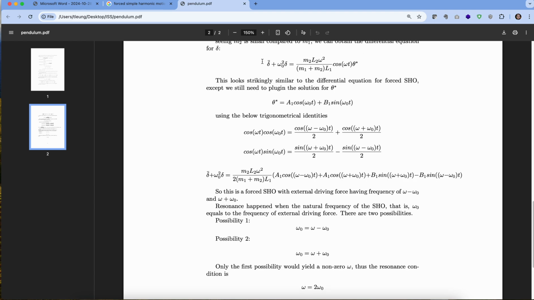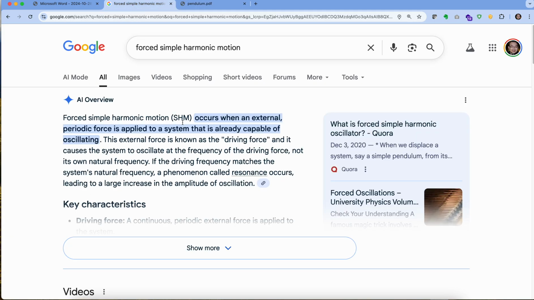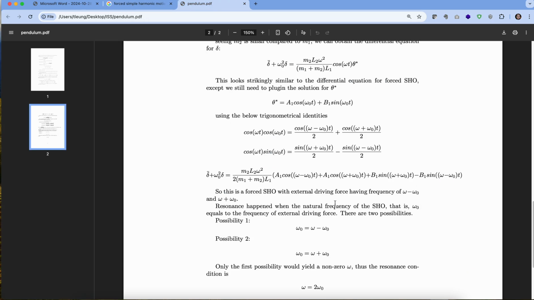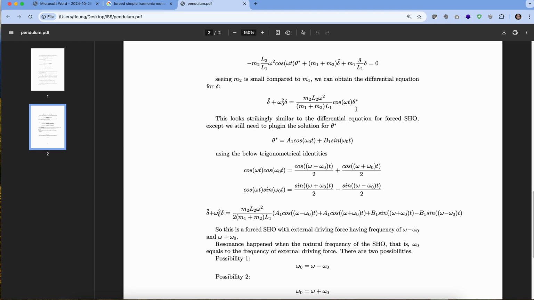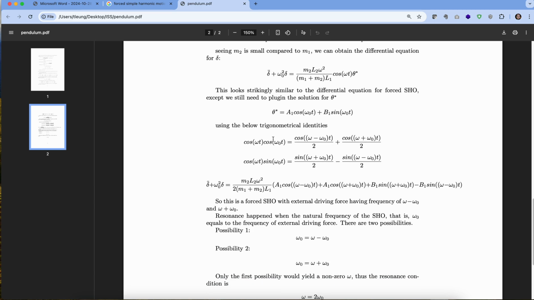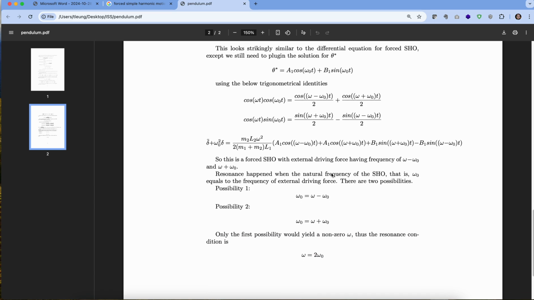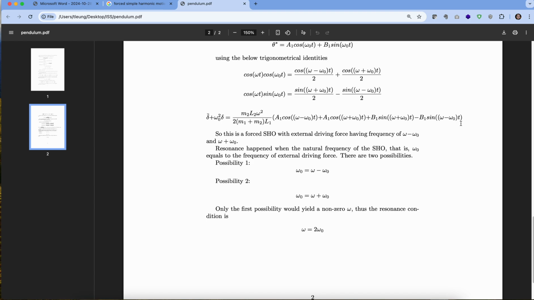And this equation looks strikingly similar to the differential equation of forced simple harmonic motion. You can take a look at what forced simple harmonic motion is here. Although it looks similar to forced simple harmonic motion, we still need to plug back the solution for theta star, which is this one, and then using the trigonometric identities, we expand into this one.